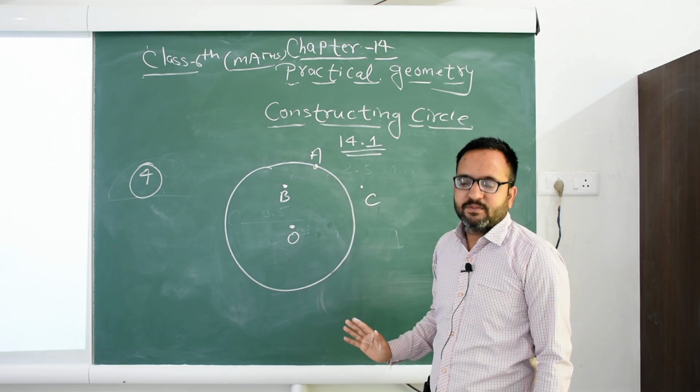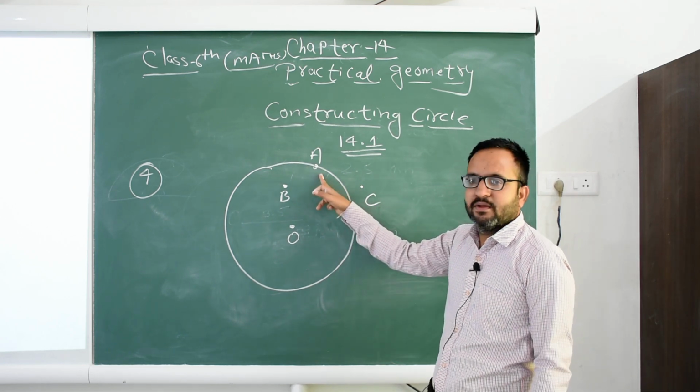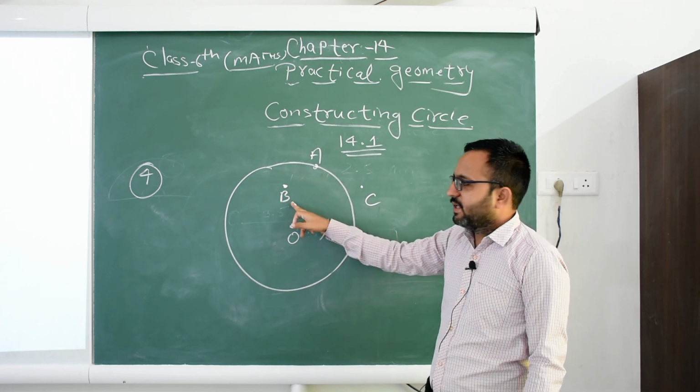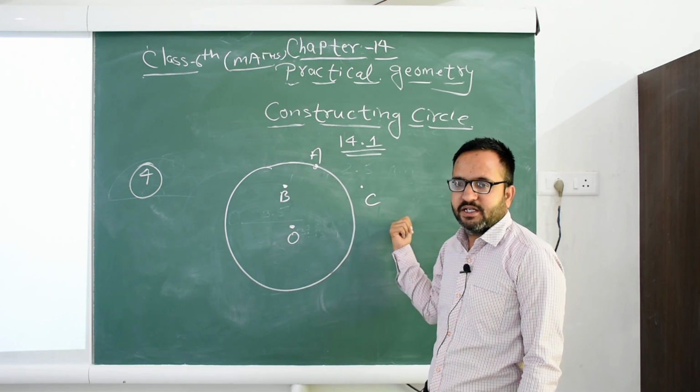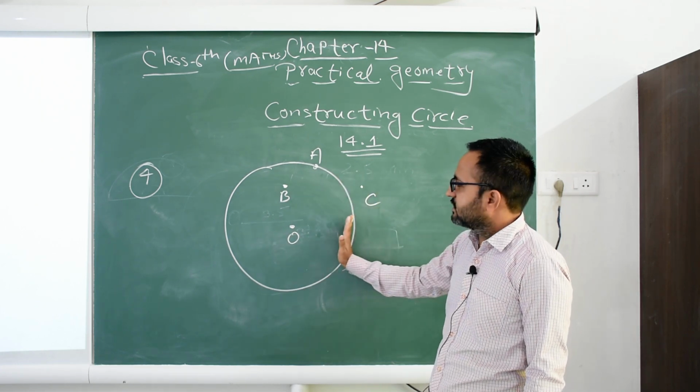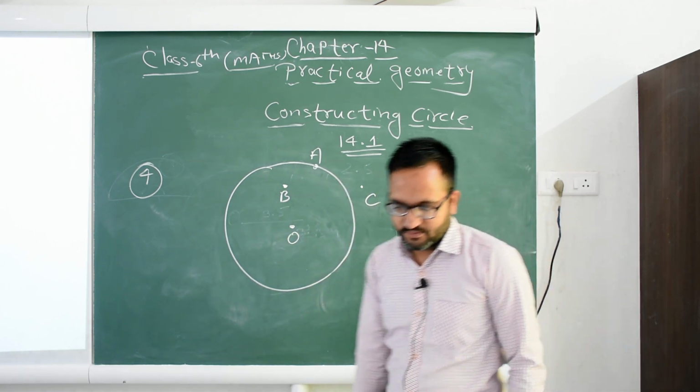So this is the question number 4 solution. A is on the boundary, B is an interior point and C is an exterior point of the circle. So this is the solution of question number 4.